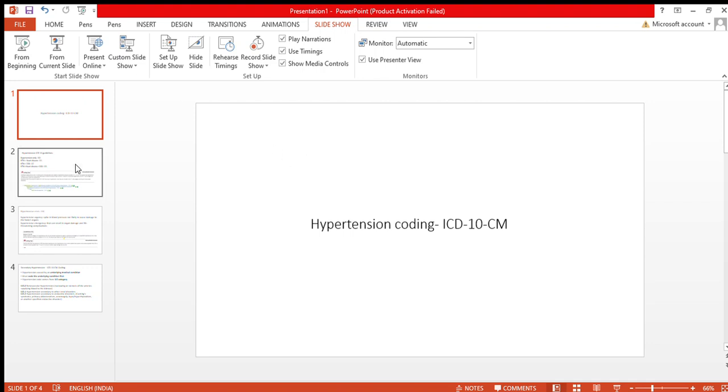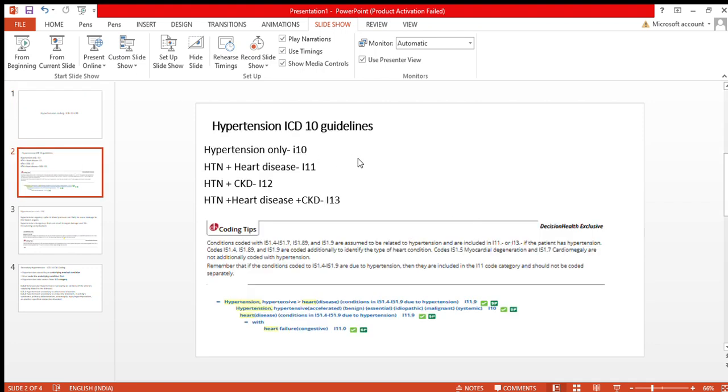Hypertension ICD-10 coding guidelines. In that, if only hypertension is documented, then we code I10. If hypertension with heart disease, we code the I11 series. If hypertension with CKD, we code the I12 series. And if hypertension with heart disease plus CKD, we code the I13 series.